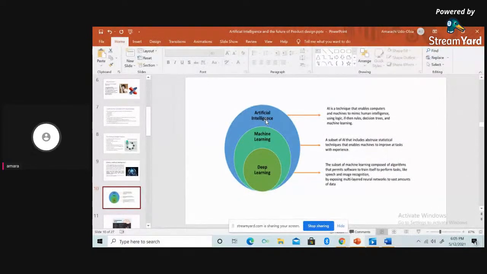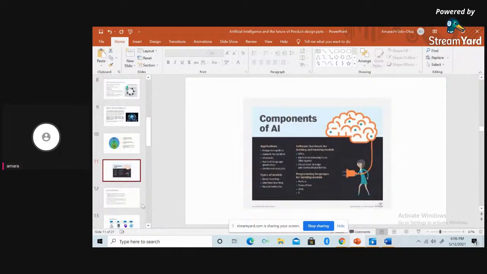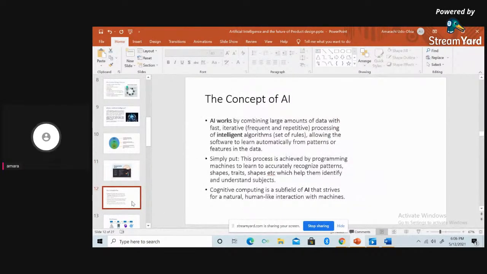There are branches of artificial intelligence, machine learning and deep learning. We will not really be going into that. I just think it's necessary to point that out. Then, like I already mentioned, the concept of AI.